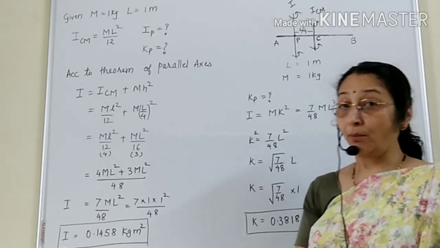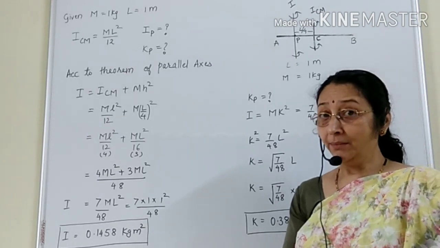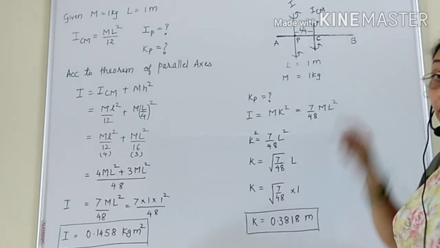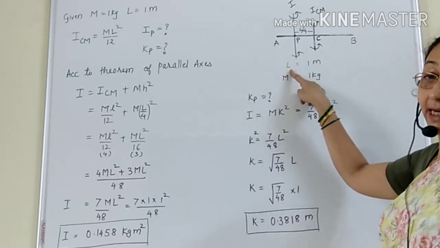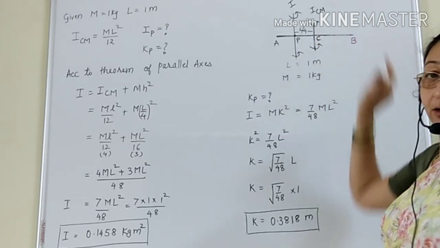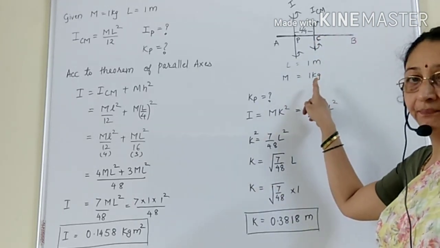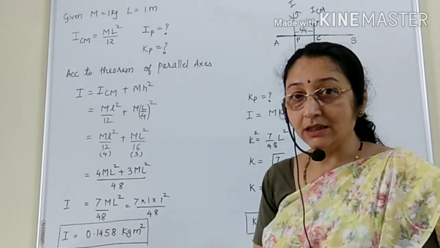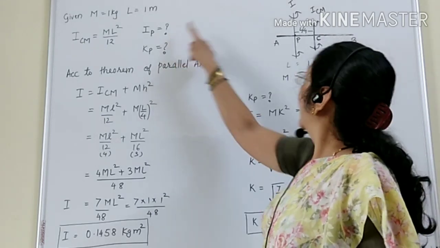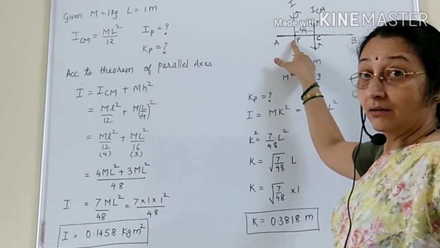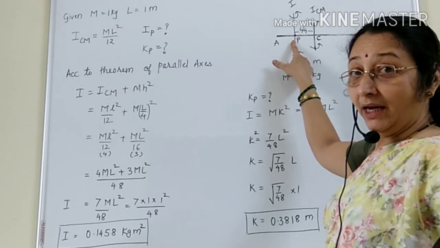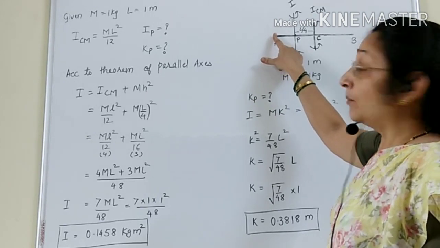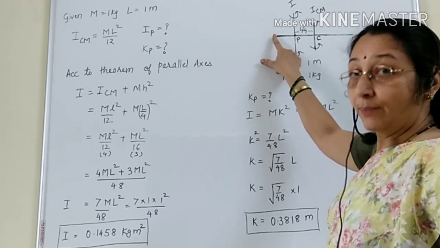Hello friends, we have read the problem, and in the problem there is a thin uniform rod AB. The length of the thin uniform rod L is 1 meter and the mass of the same rod is 1 kg. Now, they have asked us to find the moment of inertia I at a point which is passing midway between the center C and one edge, supposing A.